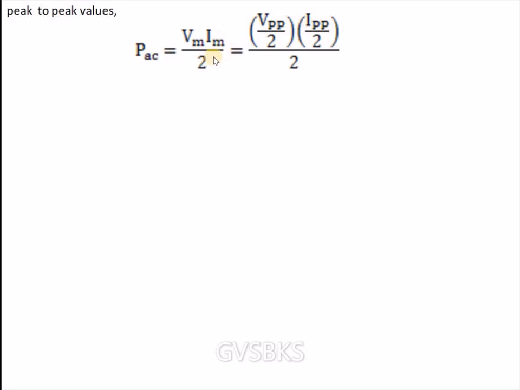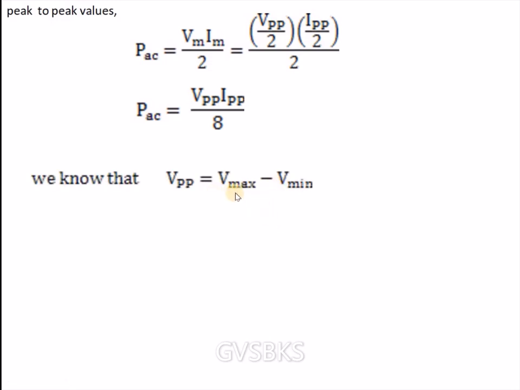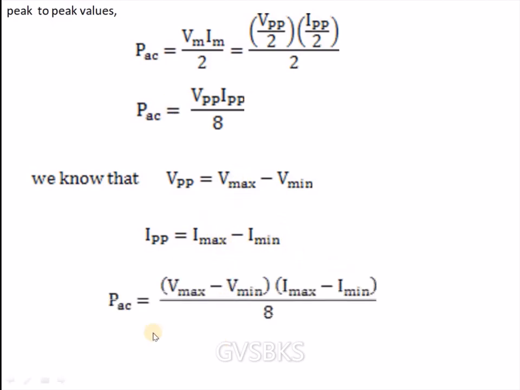We already know the maximum value of a voltage can be written as the peak to peak value divided by 2, VPP by 2, and Im can be written as IPP by 2. Already we have 2 in the denominator. Therefore, this can be written as the AC power is equal to the peak to peak voltage into peak to peak current divided by 8. The peak to peak voltage and currents can be written as Vmax minus Vmin and Imax minus Imin. If you substitute these two in the above equation, PAC is equal to Vmax minus Vmin into Imax minus Imin by 8.